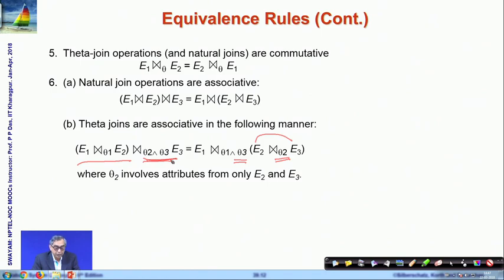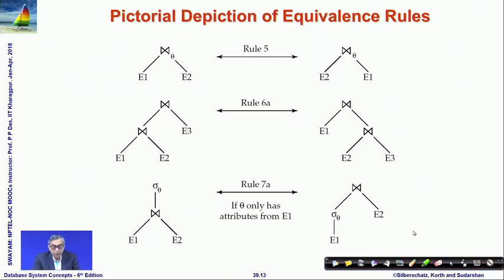It could also use attributes of E1, but if it does not, then it is possible to simplify it in this manner, and these are the equivalent rules that we have. So, often we will draw the rules in this form. Just to explain one, this shows the associativity of join.